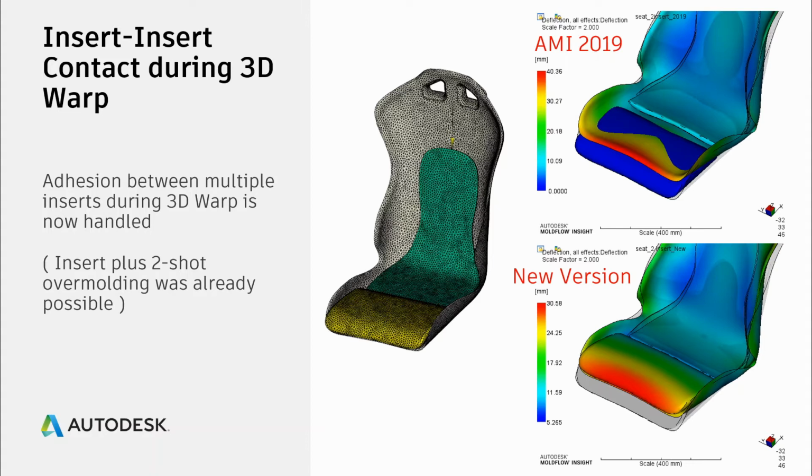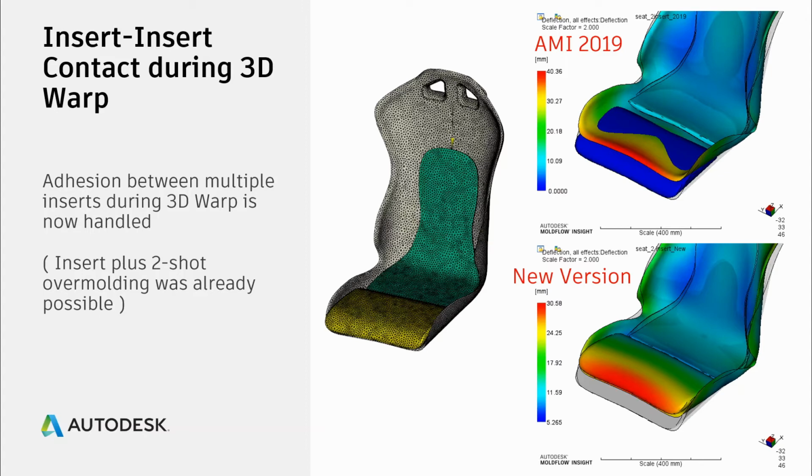If we look at the lower image, which is the prediction from the new version, we see here that the two inserts remain in contact with each other. This enhancement of insert-insert contact has been successfully applied in the case of mesh aggregation and also to analyses not using mesh aggregation.